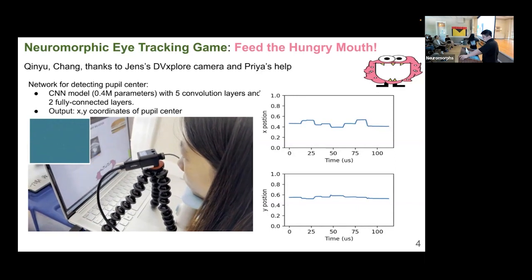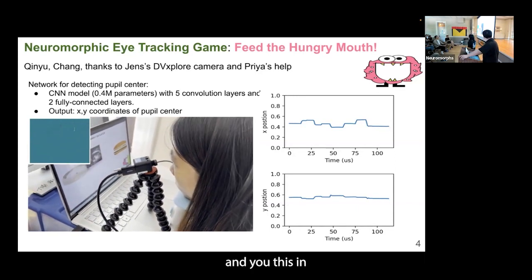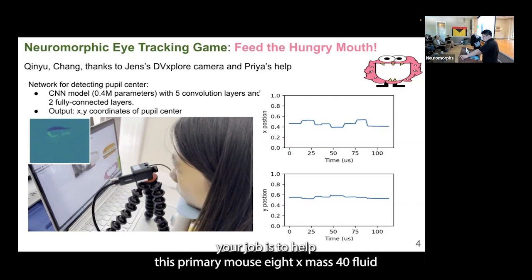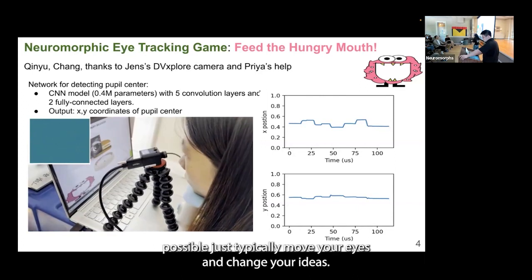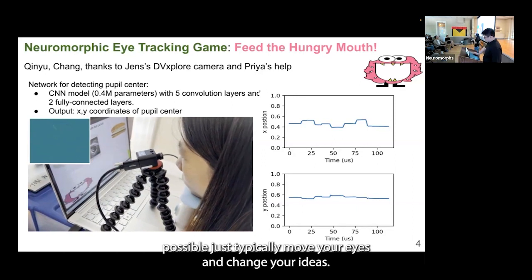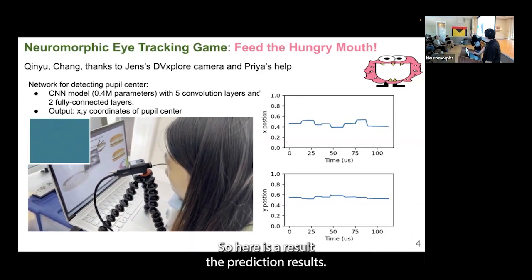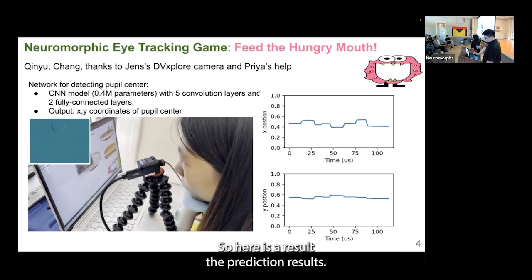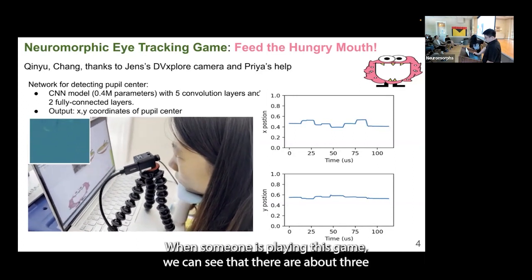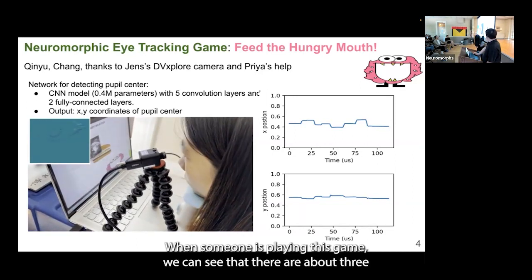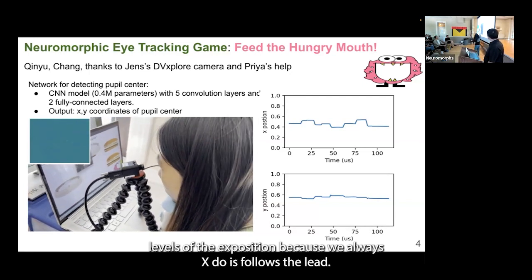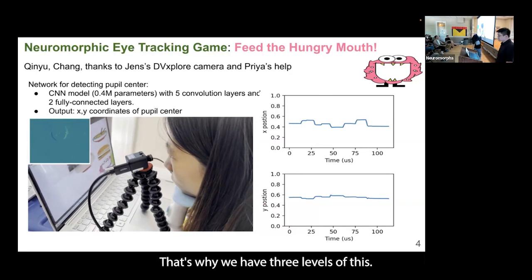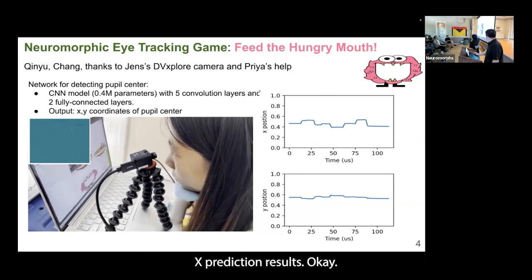And in this game, your job is to help this hungry mouse eat as much falling fruit as possible. Just simply move your eyes and change your eye gaze. So here is the prediction result when someone's playing this game. We can see that there are about 3 levels of the X position because we only set 3 lanes for those falling fruit. That's why we have 3 levels of this X prediction result.